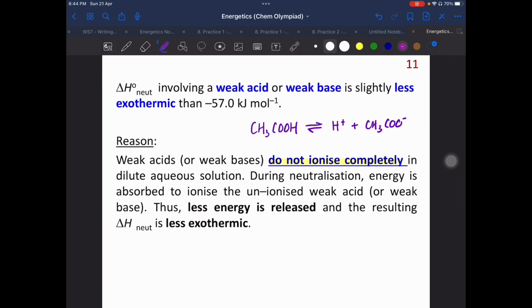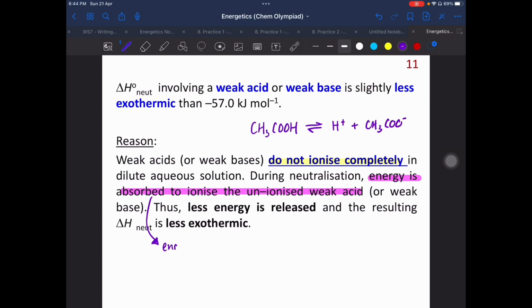As a result, during the whole neutralization process, where we still want the H plus and OH minus to react together, you need additional energy to help ionize the unionized weak acid. That means when this is in solution, there will be a bit of H plus, but not all the H plus will be released from the compound here. So what must you do to allow this H plus to come out? You need to involve energy to help further dissociate these so that all of them can become H plus. And when energy is absorbed, that is an endothermic process.